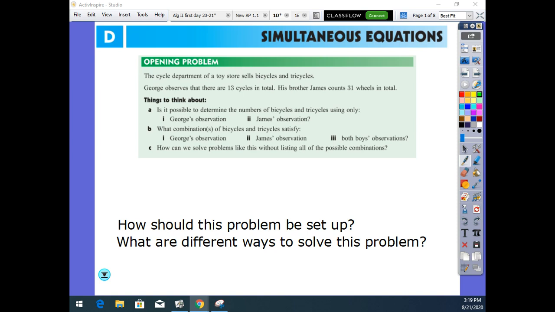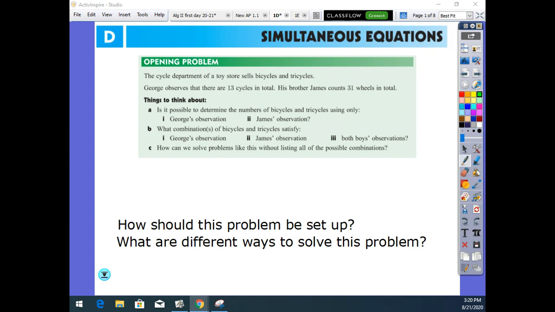Okay, section D is all about simultaneous equations. I don't want you to get bothered by some of the different terminology. You just have to get used to what they're talking about. Let's think of the opening problem.